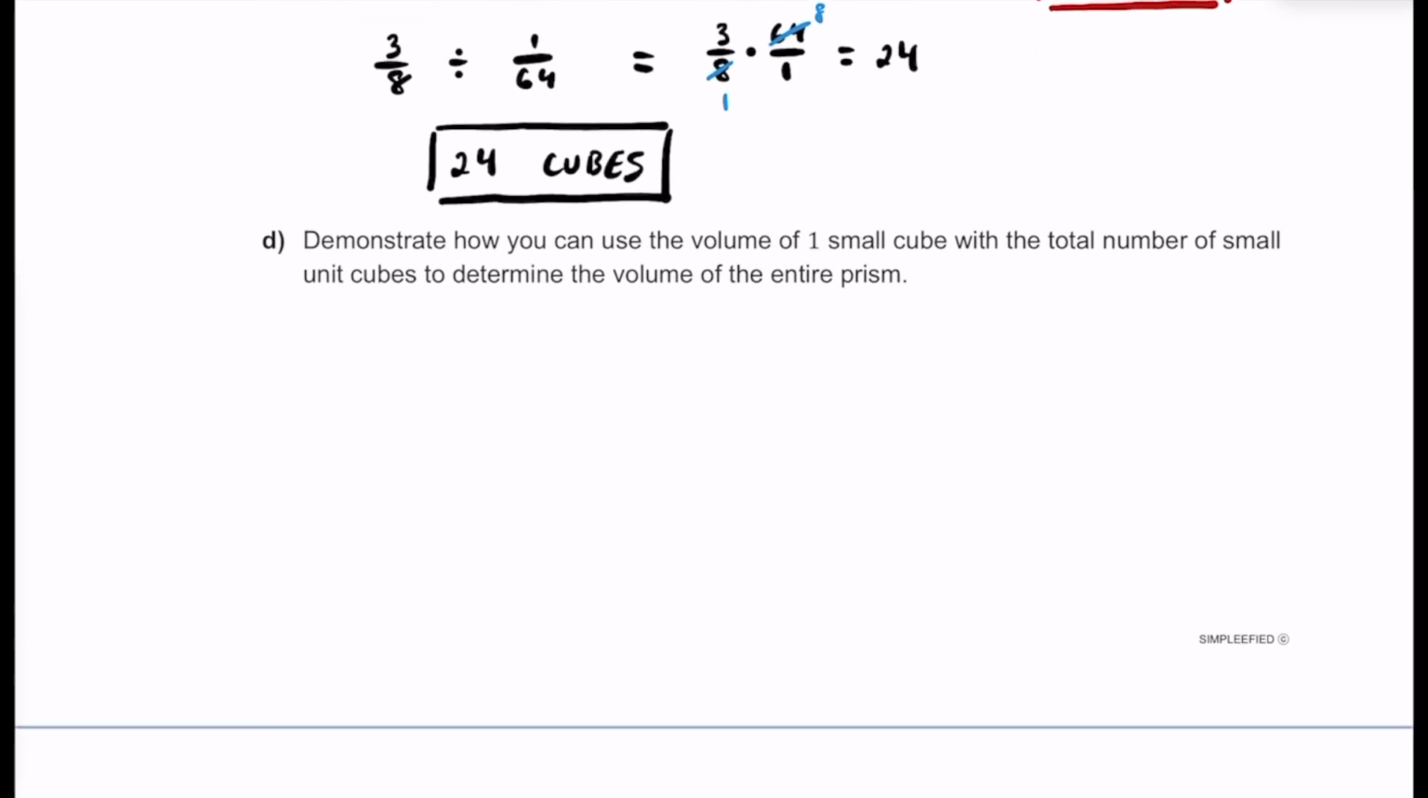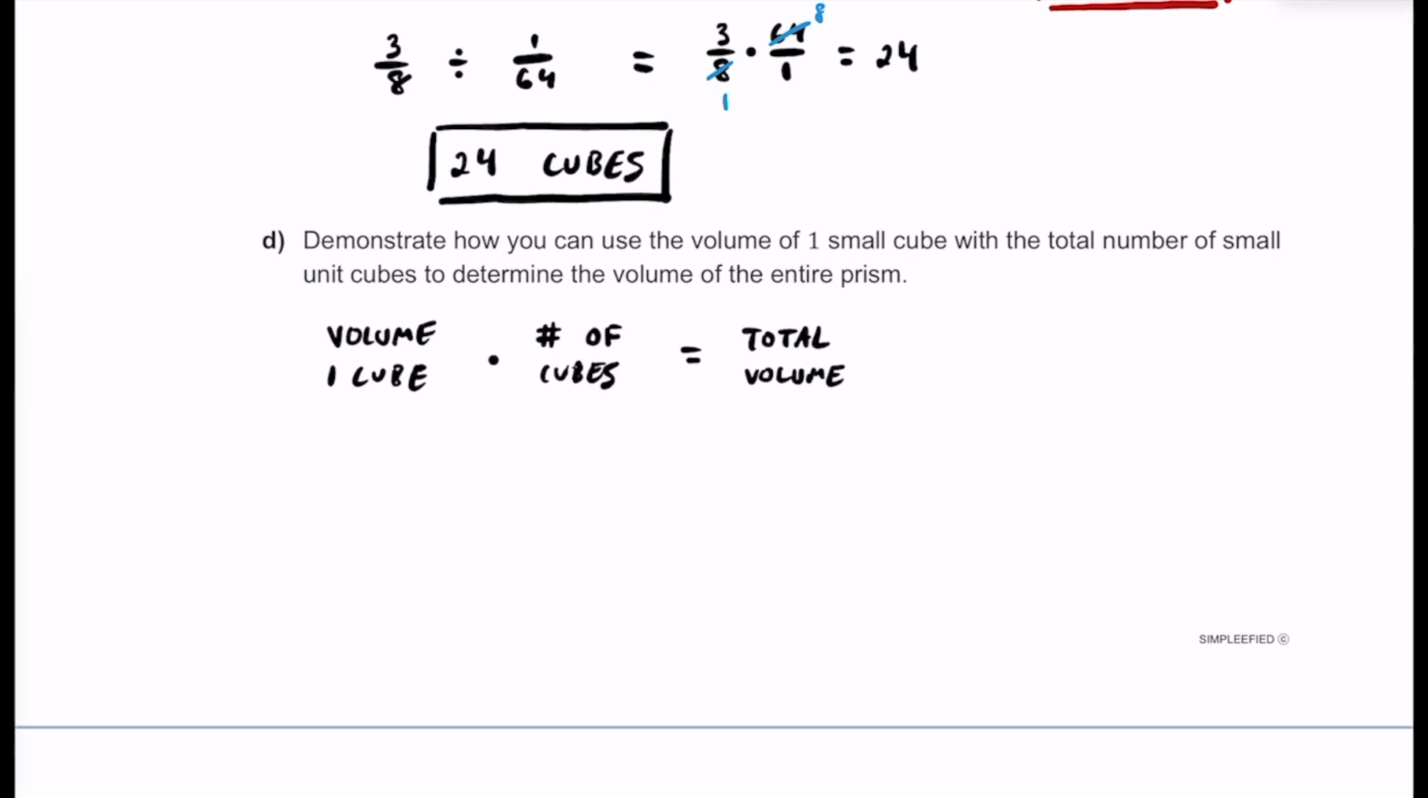For part D, it says to demonstrate how we can use the volume of just one cube with the number of cubes there are to find the volume. Well, if we know the volume of one cube, we take that and multiply by the number of cubes. So if we know how much space one of those cubes takes up, and we multiply that by the number of cubes there are total, that should tell us the total amount of space the whole thing takes up, right? This should equal the total volume, right? Because after all, these little cubes fill up the entire prism.